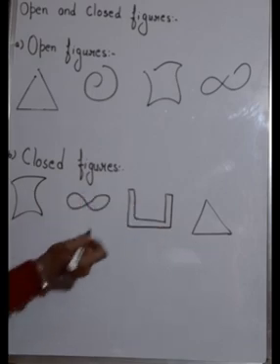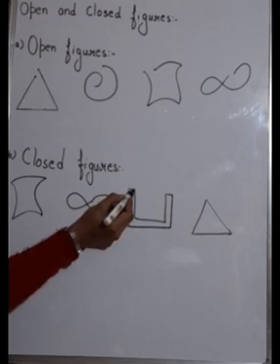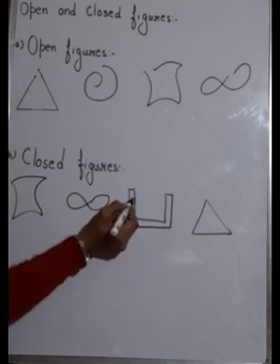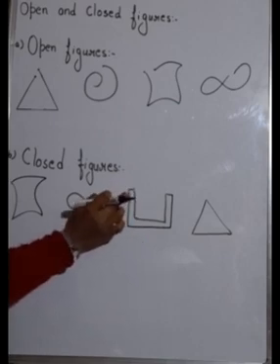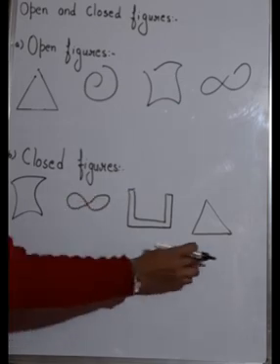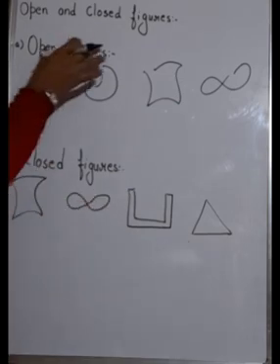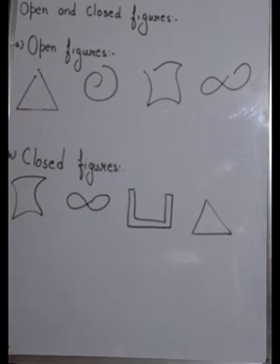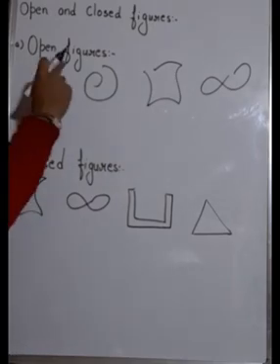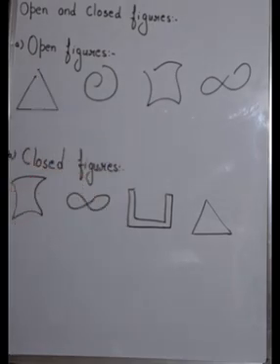Here I have drawn the figures. All of these are closed figures. Suppose we take the example of this one. If I start from here, go like this and then again stop here only, it means it has the same starting and ending point. So these are closed figures. Now I have not written the definition of open and closed figures. You have to write the definition of open and closed figures by yourself from your book.